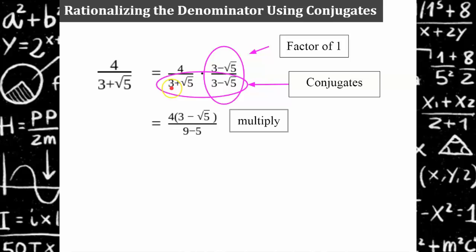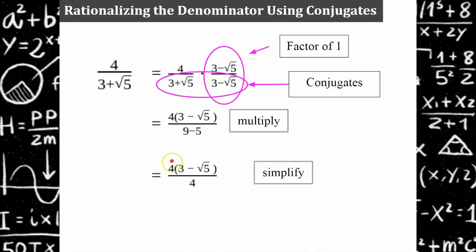Then using our sum and difference pattern, we know that these are conjugates, so we take 3 squared is 9. The square root of 5 squared is 5. So the square root of 5 times the square root of 5 is the square root of 25, which is 5. So again, using this conjugate, we've created a perfect square for that second term. So we end up with 9 subtract 5. First I'm just showing you the denominator. We're simplifying first. 9 subtract 5 is 4.